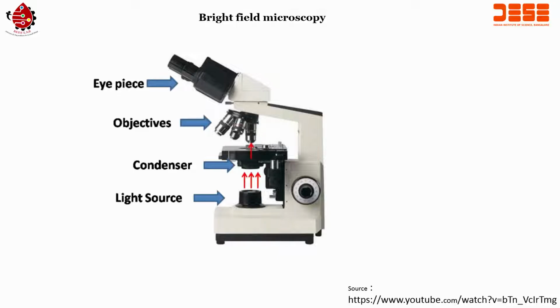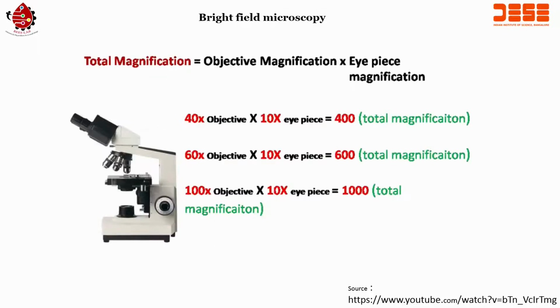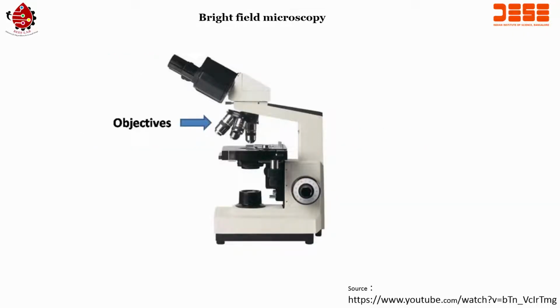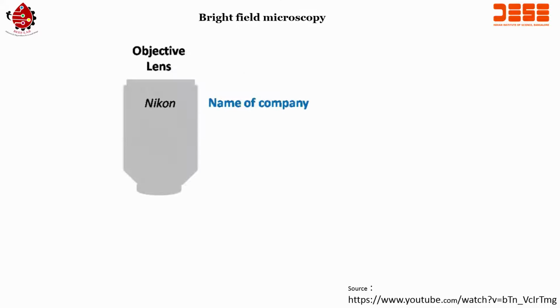The light passing through the specimen is collected by the objective lens, and the final magnification is created by the eyepiece. The total magnification of the specimen observed is the product of magnification of the objective and the magnification of the eyepiece. Now let's talk about objectives. The objectives are the most important imaging components of the optical microscope and play a key role in magnification and resolution of the specimen. All the objectives have information written on them. This includes the name of the manufacturing company, magnification and numerical aperture.